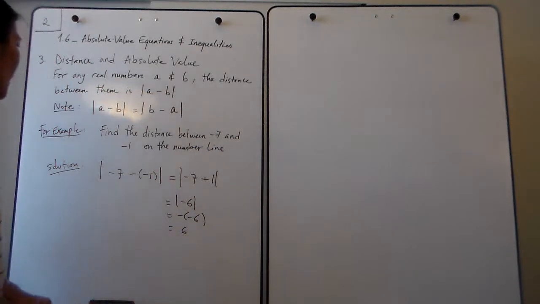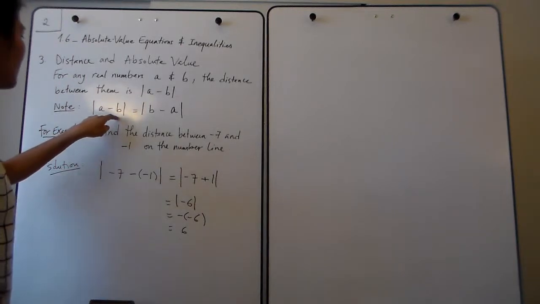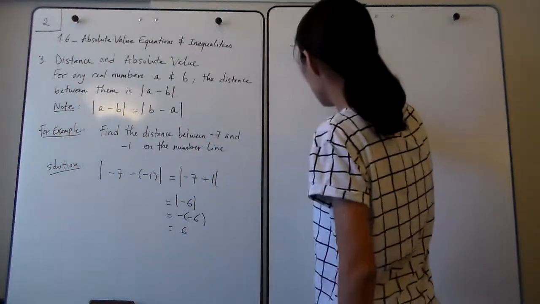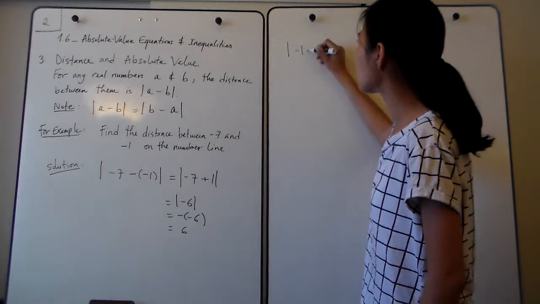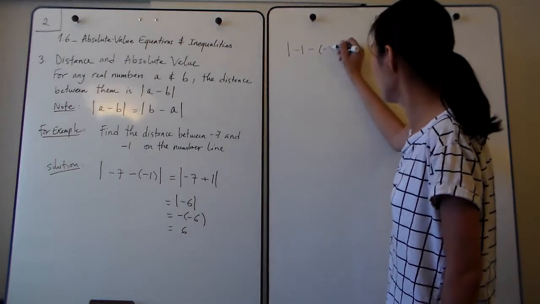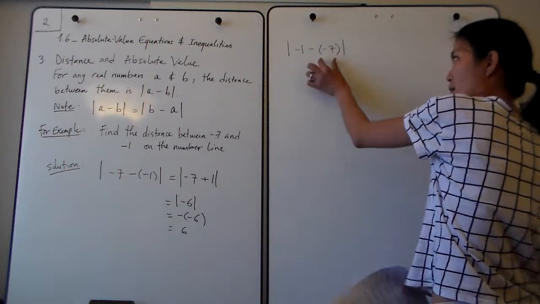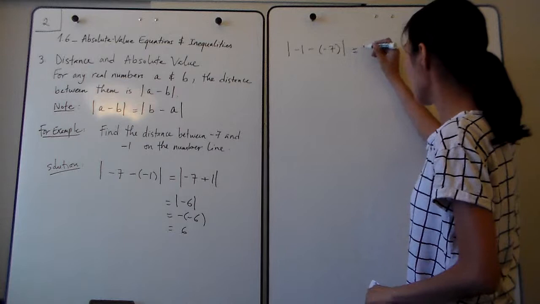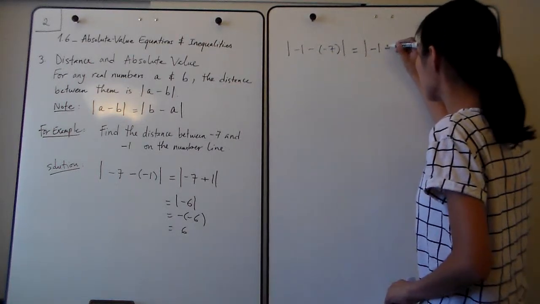Okay? Now, I want to show you that the order does not matter. Going from A to B is the same as going from B to A. So let's try the other way around. This time we'll take the second number, which is -1, subtract the first number. The first number is -7. Don't forget to use parentheses just to maintain the sign of this number, -7, okay? Simplify, we get -1, negative times negative is positive 7.